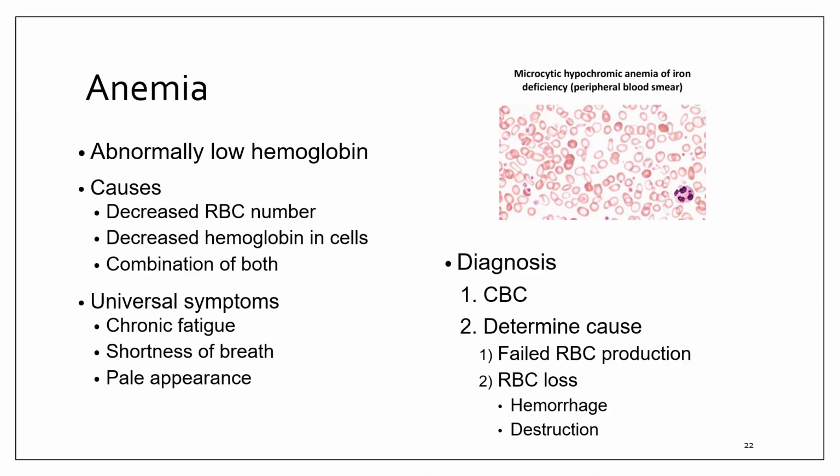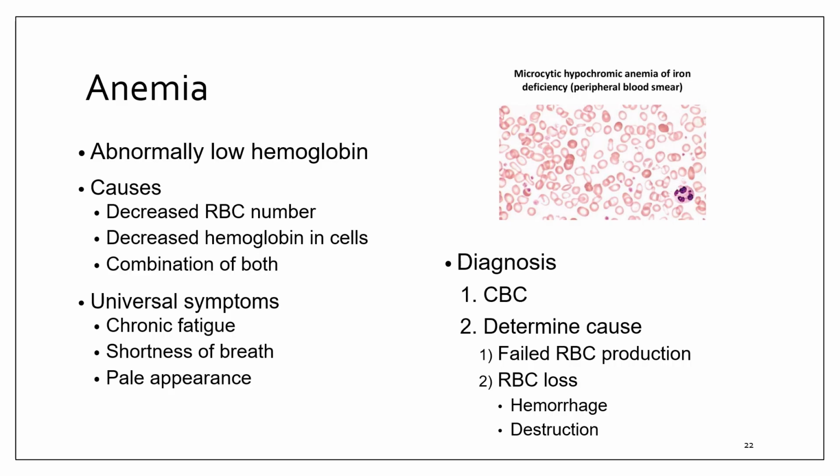Then we have cause number 2, decreased hemoglobin in cells. Here the body is producing red blood cells, but they're poorly equipped. On a peripheral smear, this shows up as hypochromia, so enlarged central pallor, pale appearing cells, often microcytosis as well. The image on this slide shows a classic example of microcytic hypochromic anemia, commonly seen in iron deficiency. These cells are small, pale, and inefficient oxygen carriers. They exist, they just aren't doing their job well.